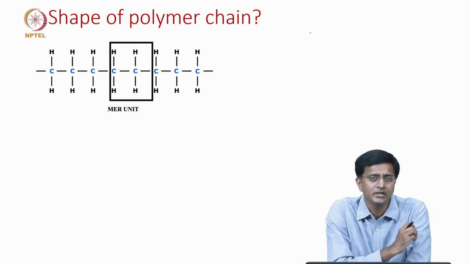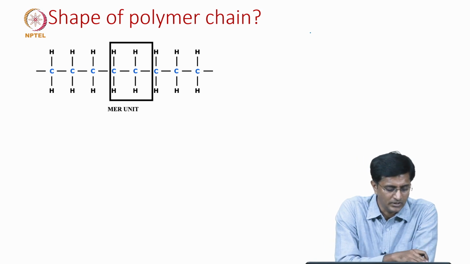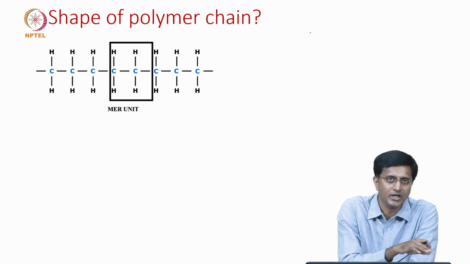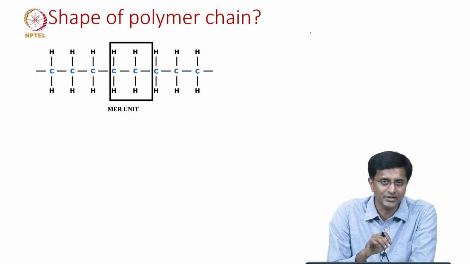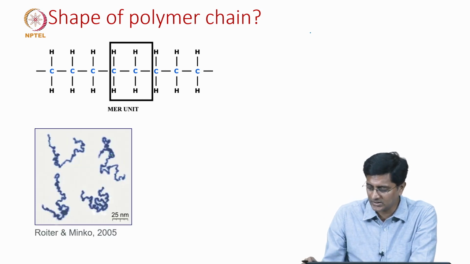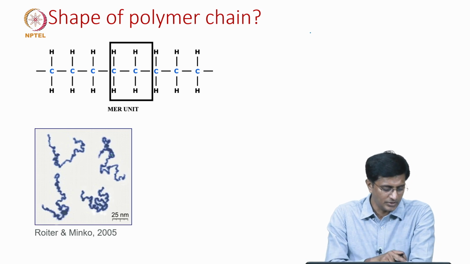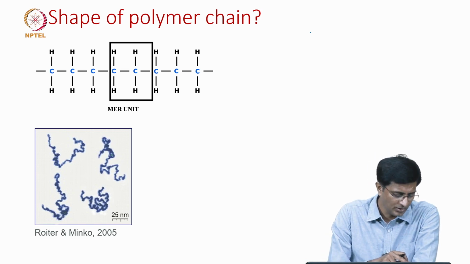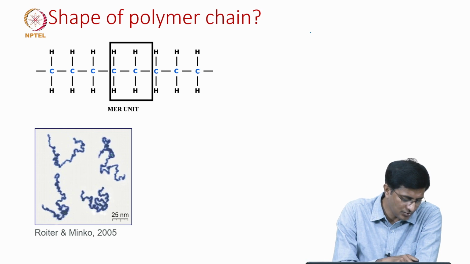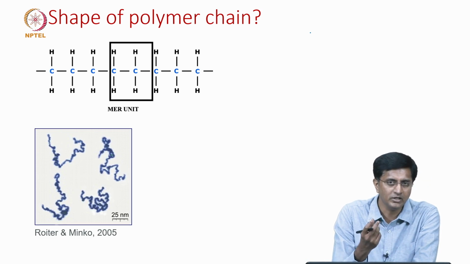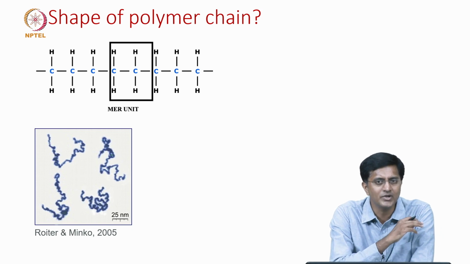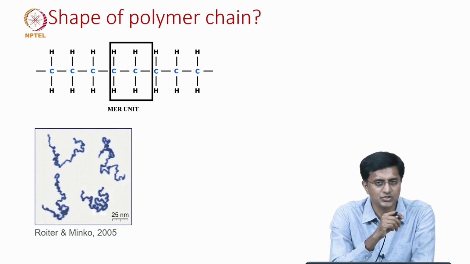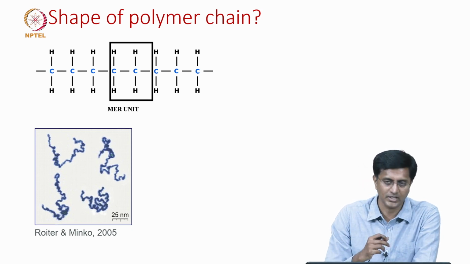Now, let us look at the shape of this polymer chain. The schematic here shows it as though it is a very straight chain, but in reality what we see is something like this. This is an AFM image taken of individual polymer chains floating in a liquid. As you can see here, these chains have taken a very random shape. They twist, twirl and take these random shapes.